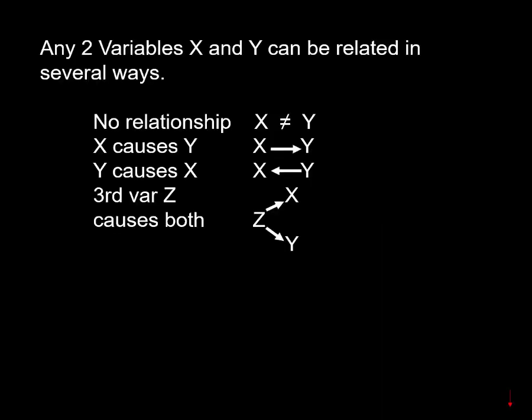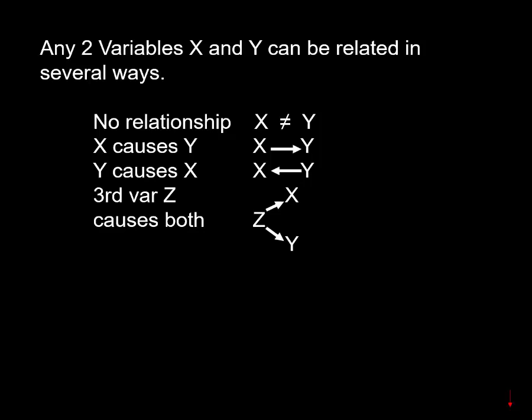So, if I measure two variables, like ice cream sales and drowning deaths on days, or hours spent playing violent video games and the number of shocks that a person will give to another person in a learning game in a psychology experiment, or whatever two variables you want to think about, we'll just generically label them X and Y. There are only a few different relationships that these two variables can have with each other.